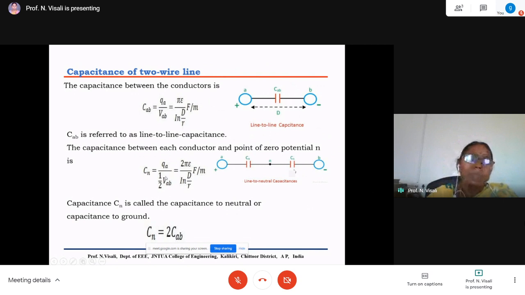So QA is similar to pi epsilon by ln d by r, but here half is there, so 2 will be in the numerator. So 2 pi epsilon by ln d by r farad per meter. So the capacitance between each conductor and the point of zero potential N is exactly twice the value of the capacitance between the conductors. So here we can write that Cn is equal to twice CAB, the capacitance to neutral or capacitance to ground, whatever; it is twice the capacitance between the conductors.